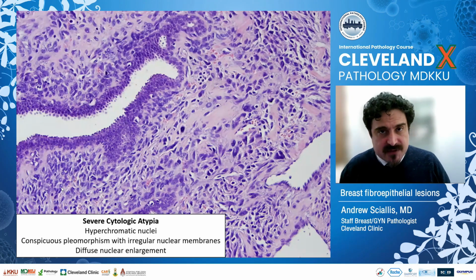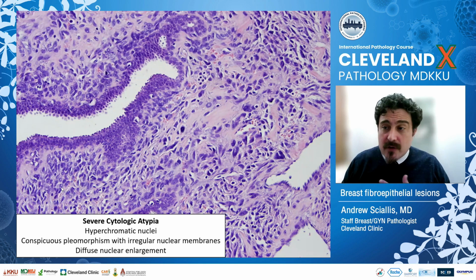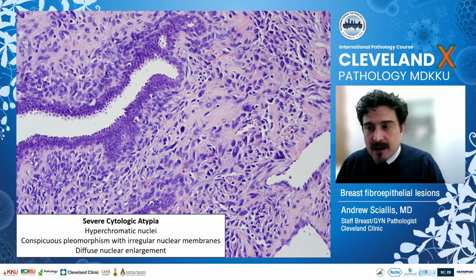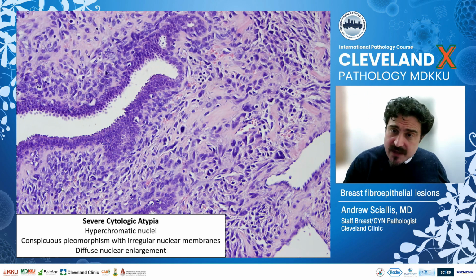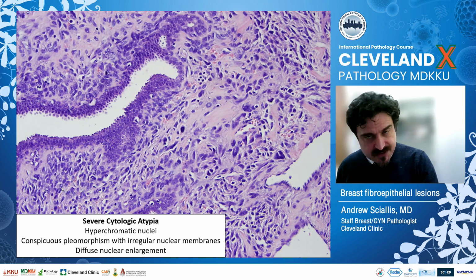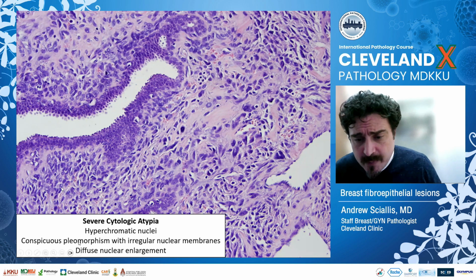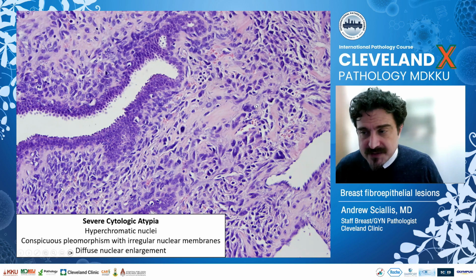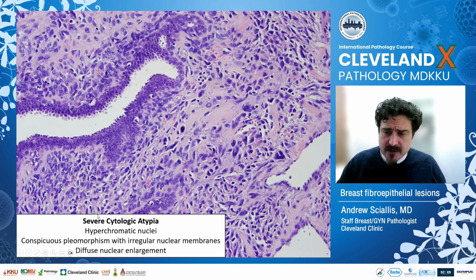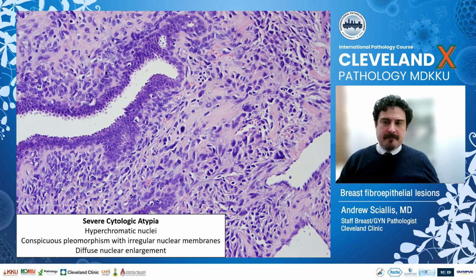Then there are cases that have severe cytologic atypia, and this tends to be something that we see in malignant phylloides tumors. And why that diagnosis can be very easy. We know that it's something malignant, but also very difficult because sometimes these things can be very difficult to separate from metaplastic carcinoma. So conspicuous pleomorphism, it's really easy to see these cells. Irregular nuclear membranes, hyperchromatic, enormous pleomorphic nuclei.